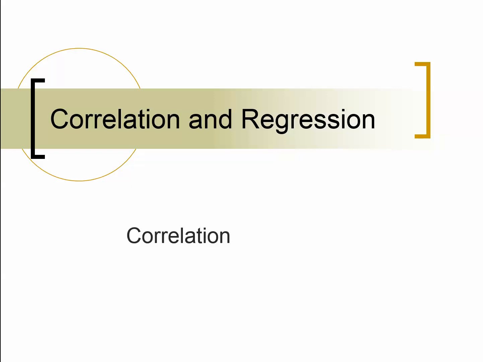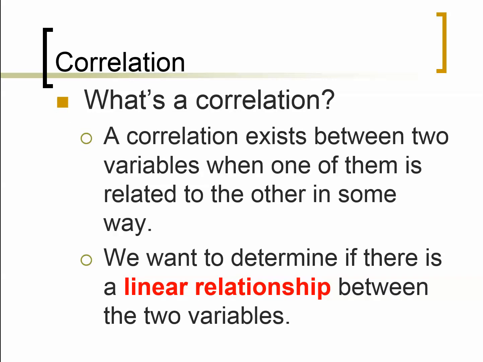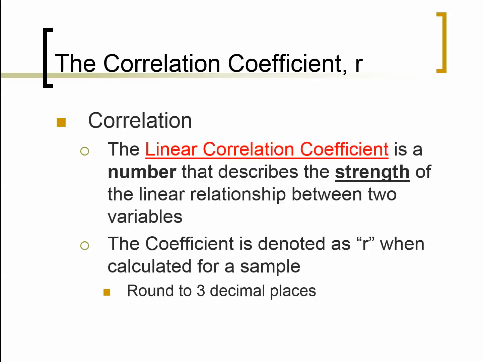In this lesson, we're going to investigate correlation. A correlation exists between two variables when one of them is related to the other in some way. We want to determine if there is a linear relationship between the two variables. The linear correlation coefficient is a number that describes the strength of the linear relationship between two variables.